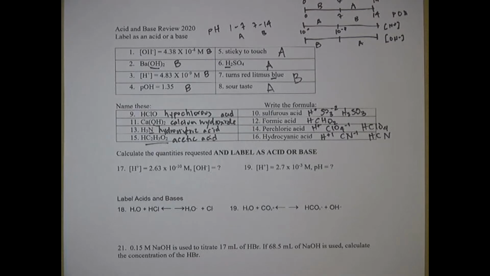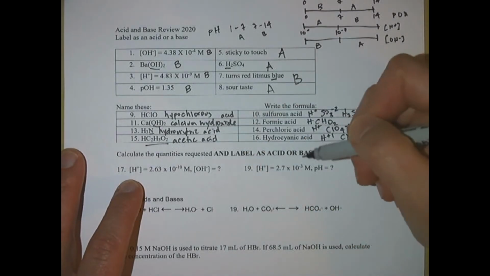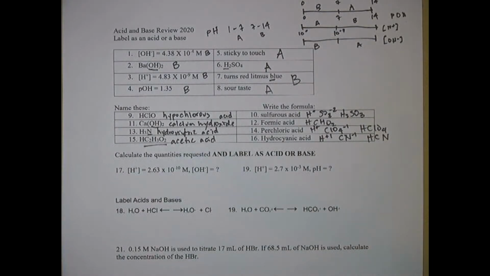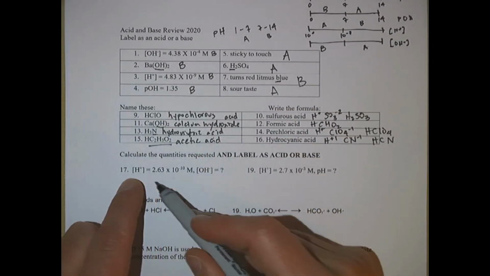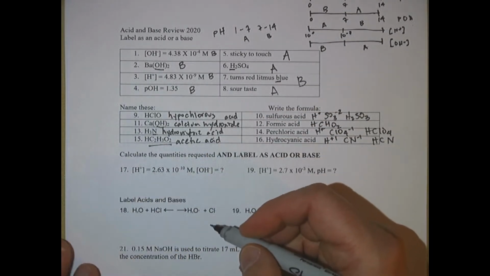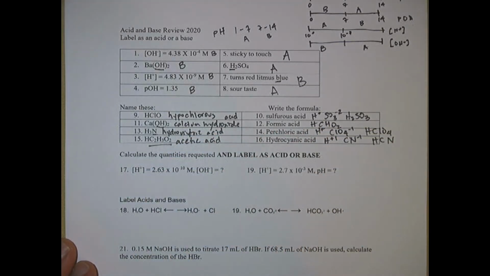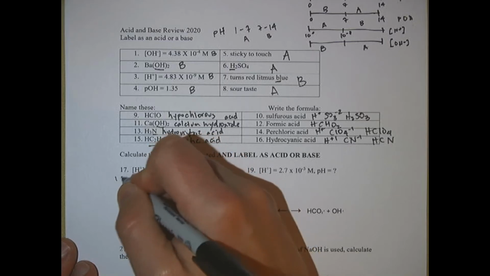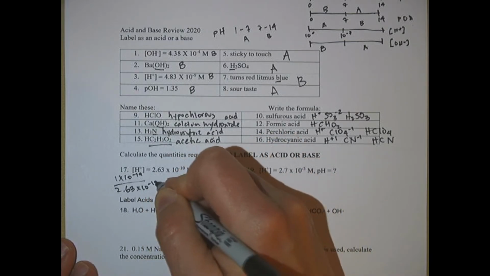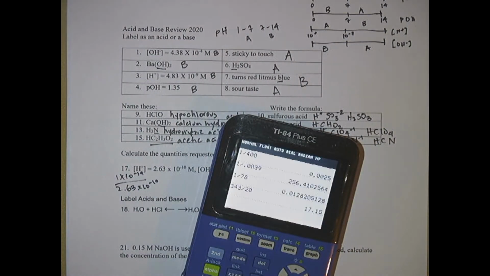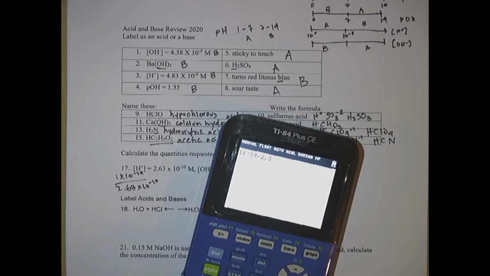Okay, and then on to the math section here. If you wanted to calculate the quantities requested and label, you could use the pH square. I'm not going to pull the pH square out, but you had an assignment with the pH square on it. That's the easiest thing to use for this. I will write the equation out though. So if you want to get from H plus to OH minus, you use the KW equation. It's the top part of the pH square. So you essentially take 1 times 10 to the -14th divided by 2.63 times 10 to the -10th, which is 3.8 times 10 to the -5th.